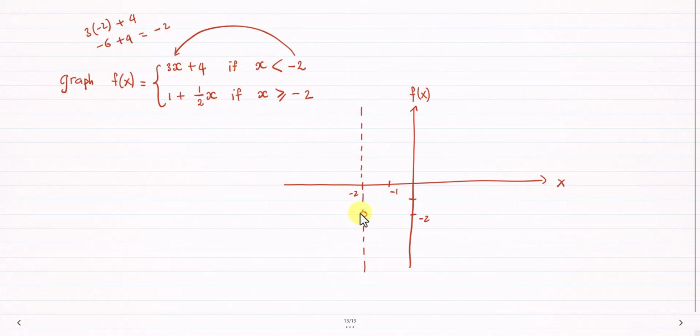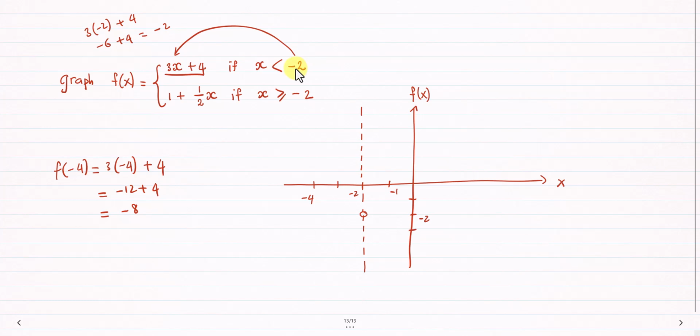And then I need to find another point on the left side of -2 because the domain is less than -2. So let's find another point. Let's just say -4. Right? What happens when x is -4? Again, we are using the same function. This one, f of -4. Then I replace the x with -4, and I get 3 times -4 is -12 plus 4, and that should be -8. So when I'm at -4, I need to go down to -8.